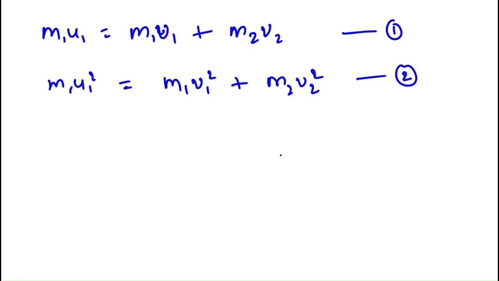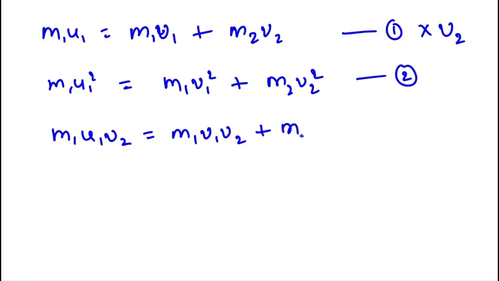Now we have to do some calculations and tricks here. First, I would like to eliminate the term containing M2. For that, I can do one thing: I can multiply equation 1 by V2, which gives M1 V1 V2 plus M2 V2 square. Let's say this is equation 3. Now we can subtract equation 3 from equation 2, so the M2 term will be eliminated.